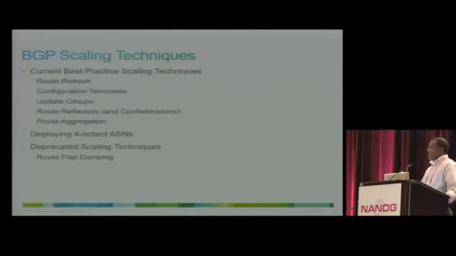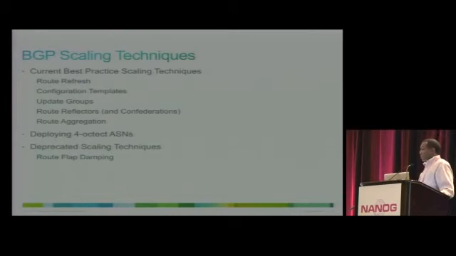We'll discuss some of them. One of them is the route refresh. Another one is configuration templates. These are vendor specific, but most vendors provide some kind of template to reduce the configuration overhead and improve the scalability. Update groups are also pretty much combined with configuration templates. It's typically, in some cases, automatic, in some cases, configuration driven.